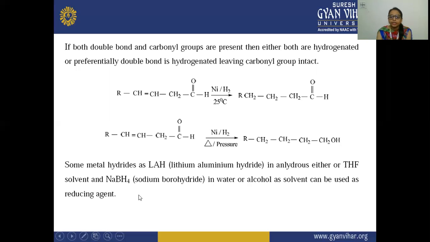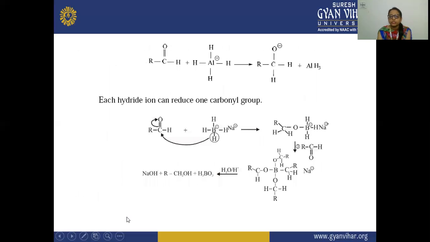Some metal hydrides such as LAH, lithium aluminum hydride, LiAlH4, in anhydrous ether or THF solvent, or NaBH4, that is sodium borohydride, in water or alcohol as a solvent, can be used as reducing agents. So here you will see this aldehyde is reacting with lithium aluminum hydride, and there is a formation of this alkoxide, and this alcohol is formed here.